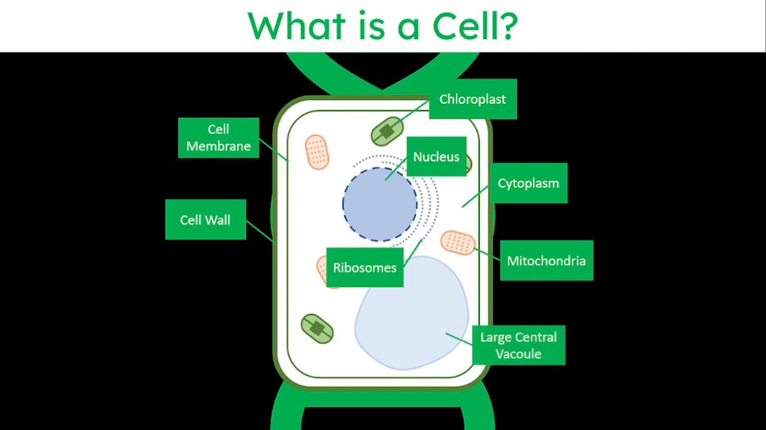And the last, the large central vacuole. A small vacuole is indeed present in animal cells, but this one is a large central vacuole. This is the space that is filled with cell sap that helps keep the cell firm and stores nutrients or wastes.